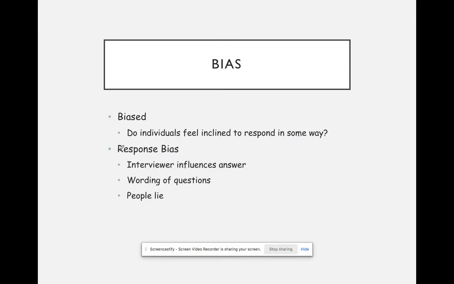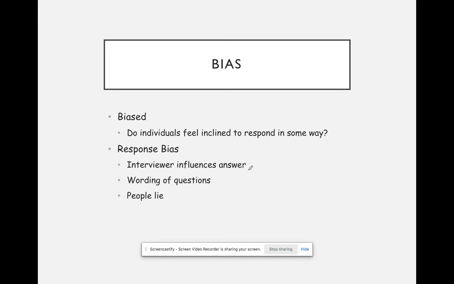So survey results can lead to what we call bias. And bias really just means that there is a systematic leaning towards one side or the other. Basically, this can arise from individuals feeling like they should respond in some way. So maybe the questions were worded in a way where they weren't neutral and they felt that they should respond either yes or no. Maybe the interviewer influences the answer.